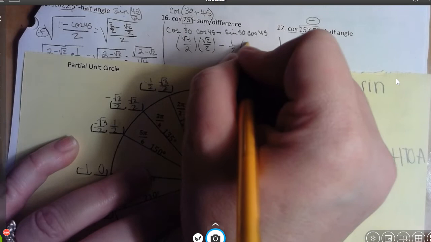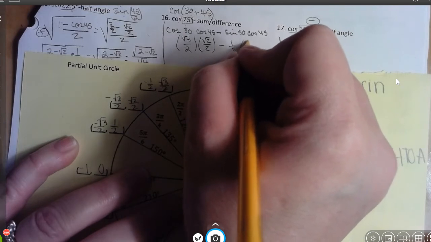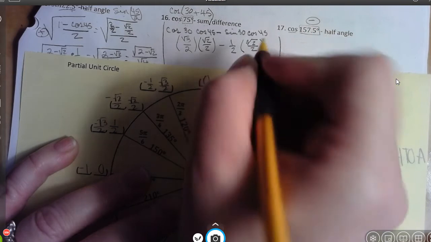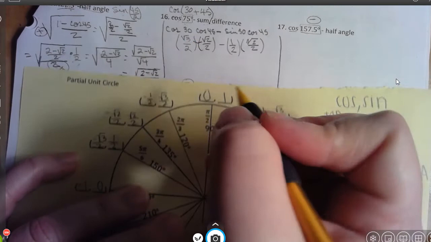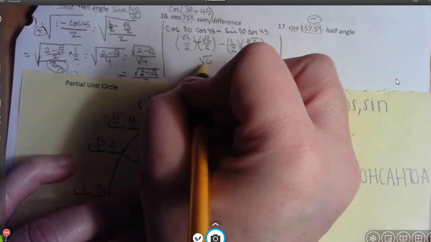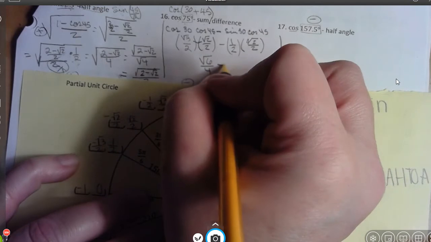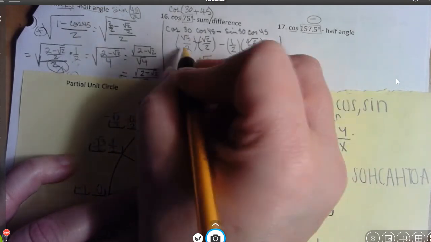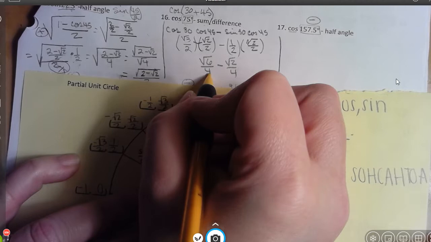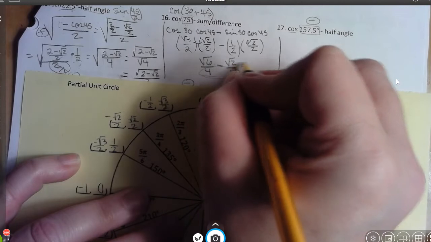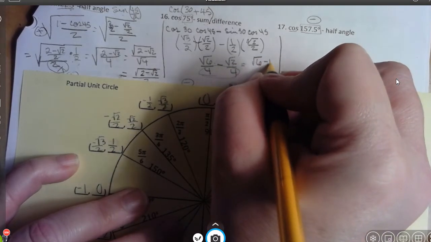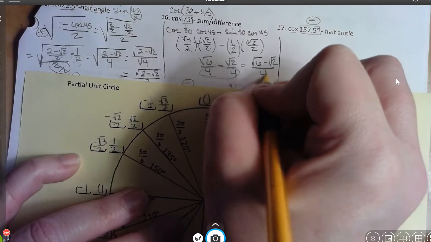Cosine of 45 is square root 2 over 2. Sine of 30 is 1/2. Sine of 45, because everything with a 45 except for tangent is square root of 2 over 2. All right, so I've got these multiplied. And guys, when you multiply two roots, it becomes the root of 6 over 4 minus the root of 2 over 4. 2 times 2 is 4. Okay? When these denominators match, we can combine what's on top, but these roots do not combine. It's just the root of 6 minus the root of 2 all over 4.